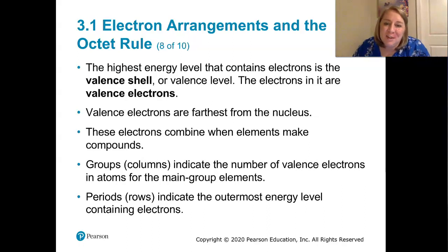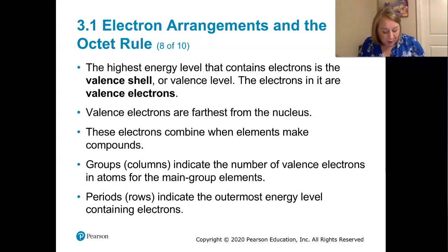So we said the highest energy level that contains electrons, those are our valence electrons, our valence shell, our valence level. Valence means the outermost, right? So valence electrons are the farthest from the nucleus. And these are the electrons that are going to move, that are going to be shared, that are going to be given up or taken, and that kind of stuff when we make compounds. So our groups, like I was saying, indicate our number of valence electrons, whereas our periods, on the other hand, tell us our outermost energy level.